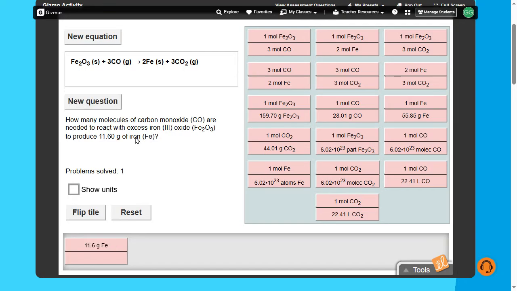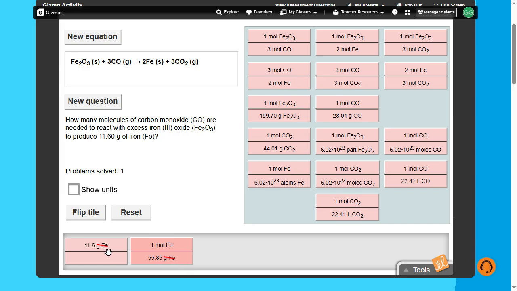Here, we're asked how many molecules of carbon monoxide are needed to react with excess iron 3 oxide to produce 11.6 grams of iron. So we have 11.6 grams, and remember, we can only do stoichiometry with moles. So we have to convert grams of iron into moles of iron. To do that, we need to use this tile. 1 mole of iron is the molar mass, 55.85 grams.